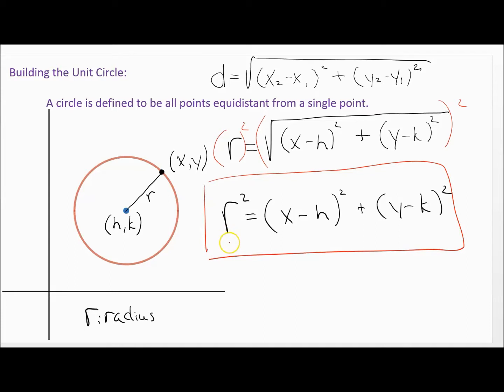So R always stands for radius, which is the distance from the center of the circle to any point on the circle. H is the x value of the center, k is the y value of the center, and x and y is any point on the circle. So any point that lies on this circle would make this equation true. So the circle equation just comes from the distance formula, and the distance formula just comes from the Pythagorean theorem.